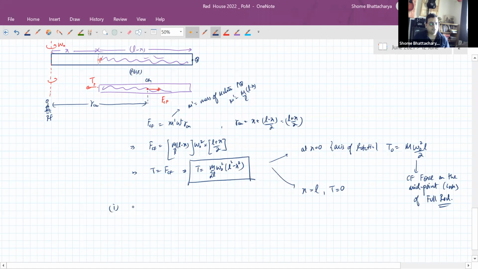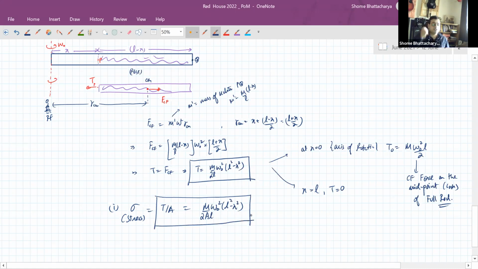So that is the first part's answer, stress. Stress is often written with the symbol sigma, longitudinal stress, that is. So this is the stress as a function of x. Hope this is clear.